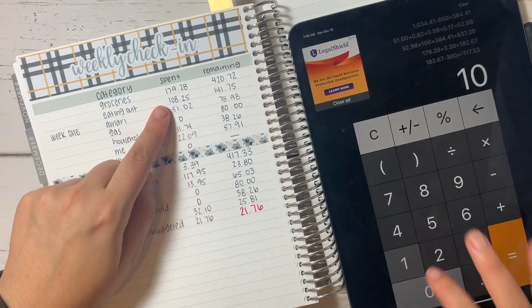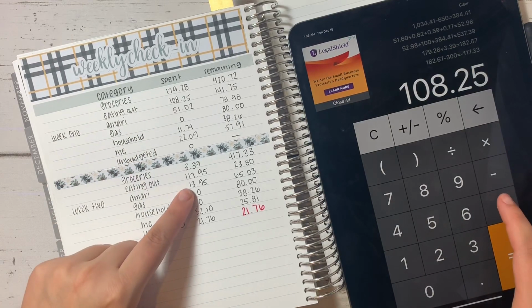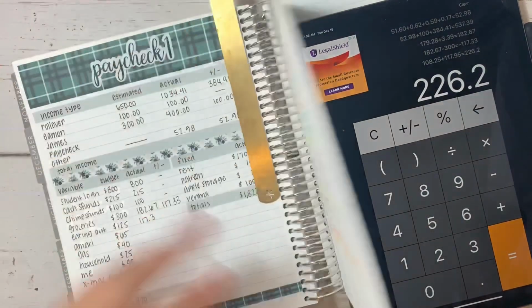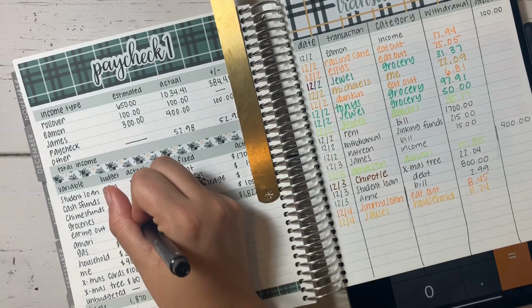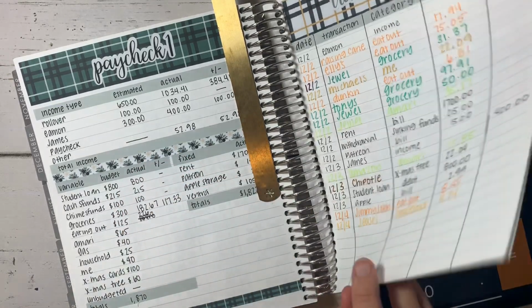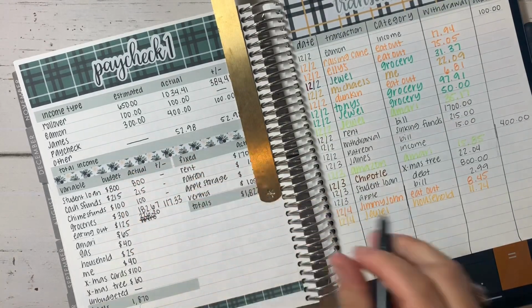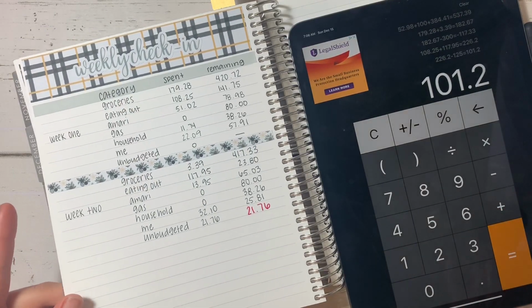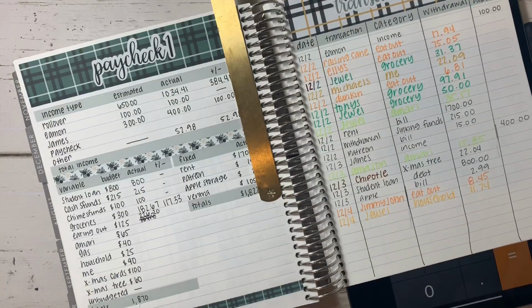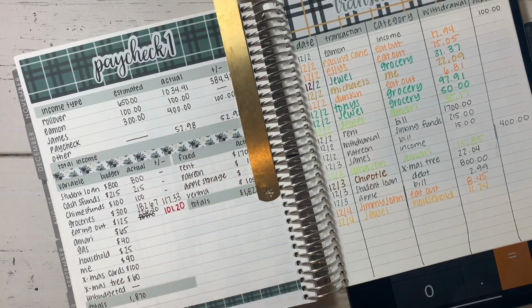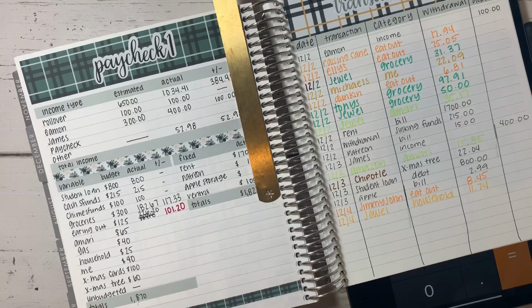The next category is eating out. So I spent $108.25 and I spent $117.95. Oh my God, I spent $226.20 this month. I only budgeted $125. That means I went over by $101.20. Here I'm over by 101.20. Make it nice, bold, and in my face that I'm over in that category.